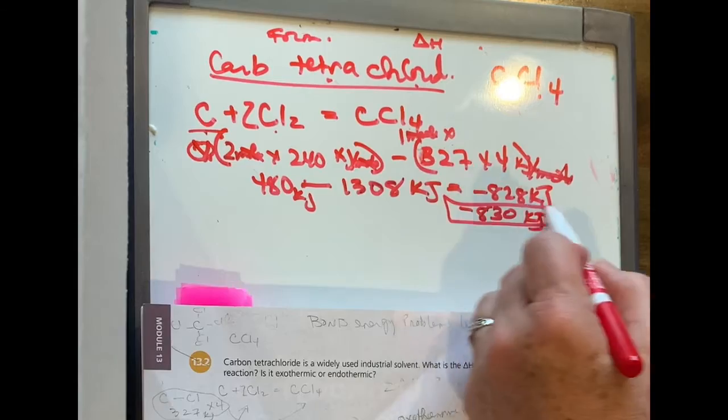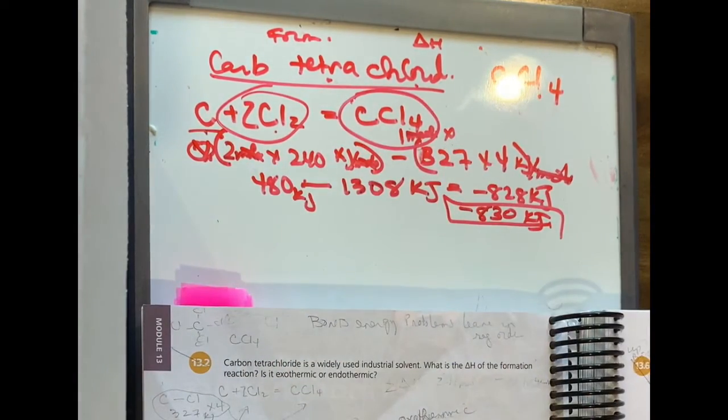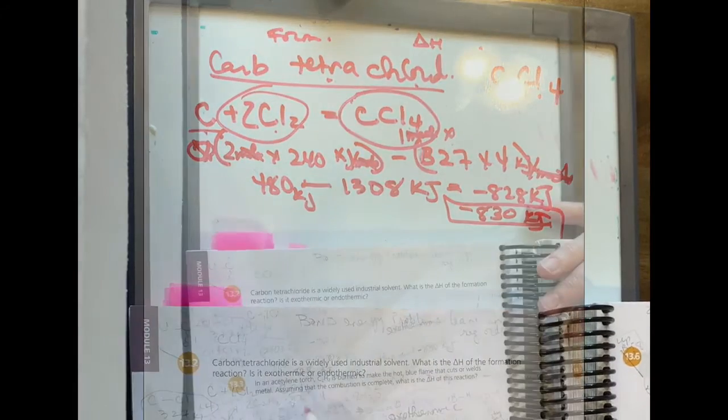All right, so we're just looking up those energies, the bond energies, and adding and subtracting them. In an acetylene torch, C2H2 is burned to make the hot blue flame that cuts or welds metal. Assuming that the combustion is complete, what's the delta H of this reaction? All right, so acetylene torch, C2H2.